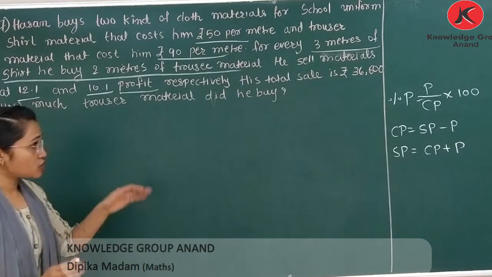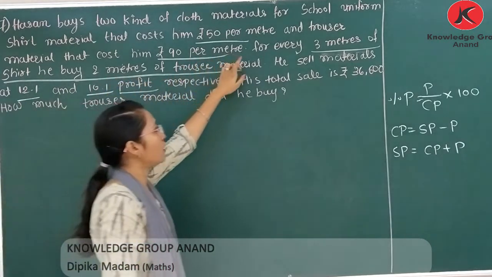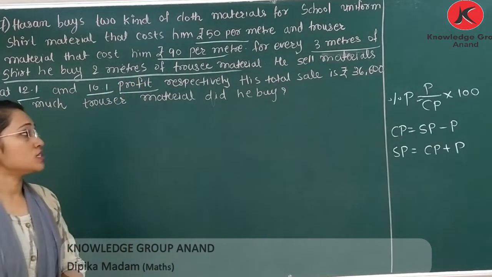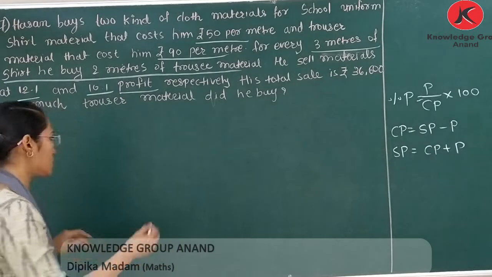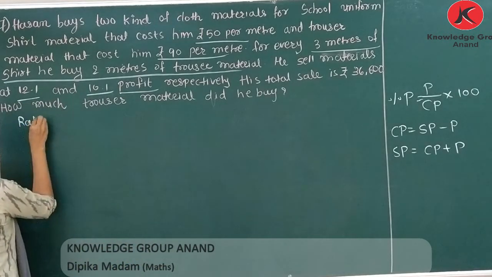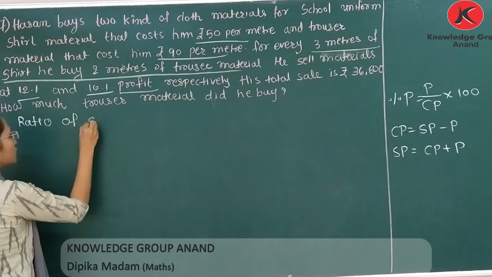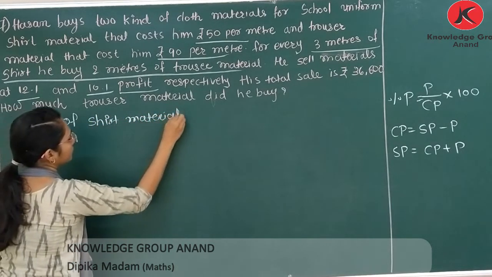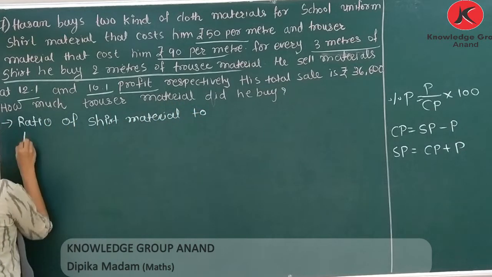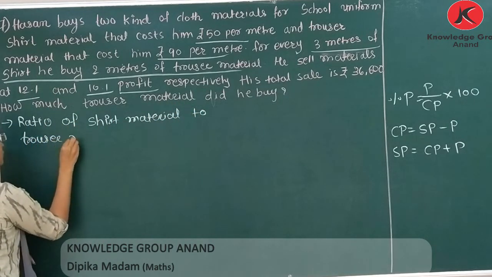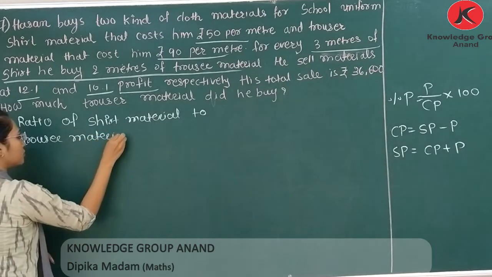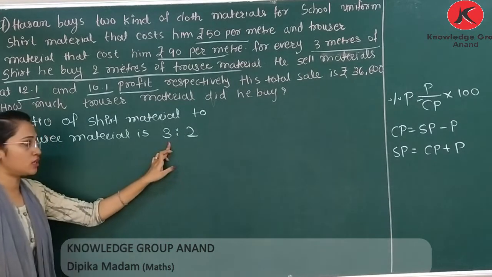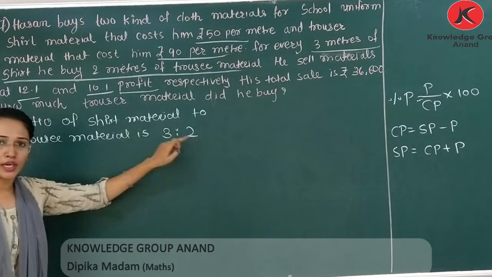So first of all, we need to revise that concept and then we will solve the example. For every 3 meter of shirt, 2 meters of trouser material is bought. So the ratio is given, means the ratio of shirt material to trouser material is 3:2.